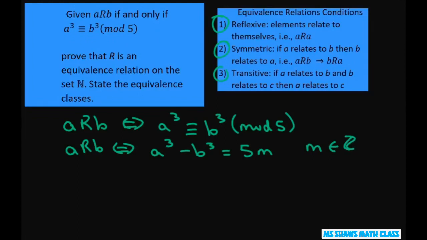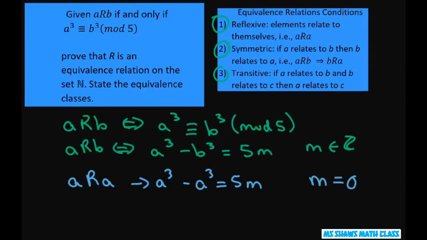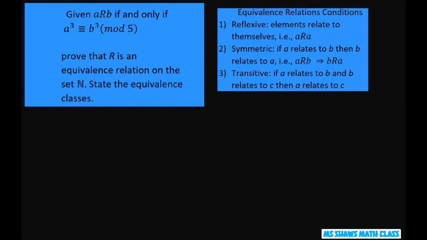All right, so A related to A, the reflexive part, is true because A cubed minus A cubed equals 5m, and that would be for m equals 0. So R is reflexive.